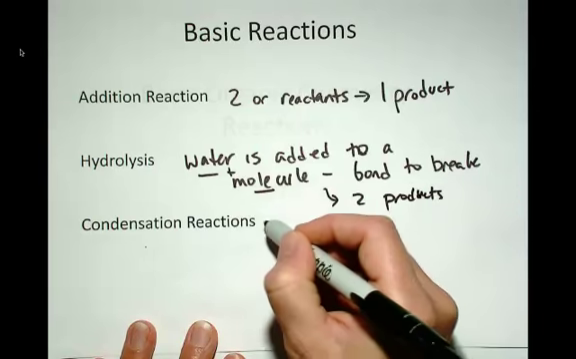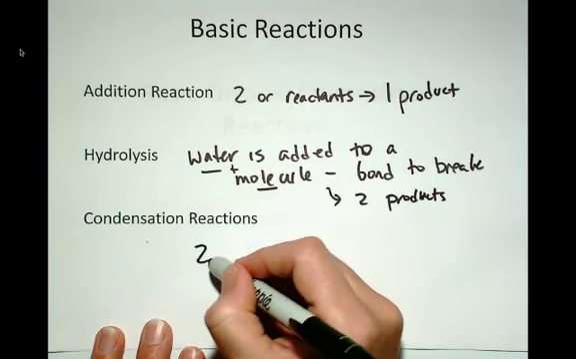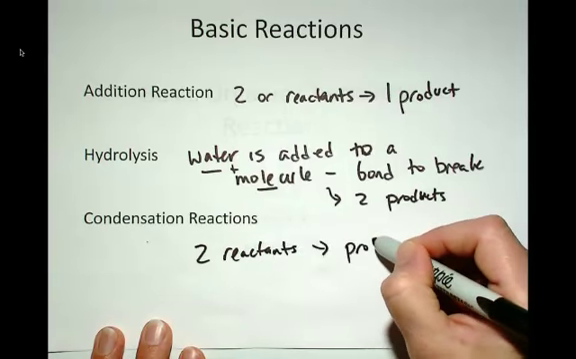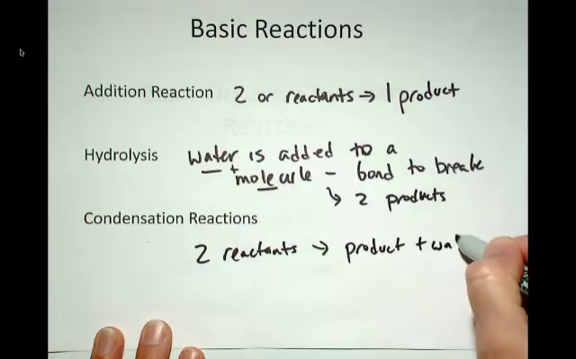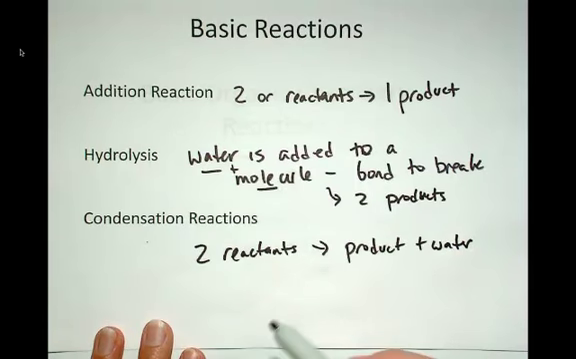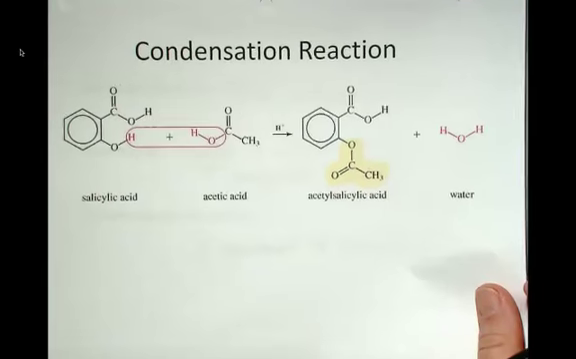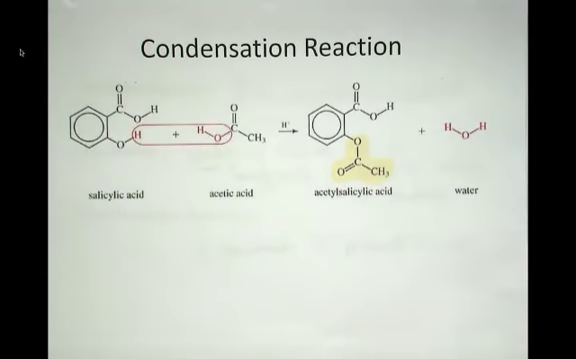Okay, and then the condensation reaction is when two reactants react to give one product plus water as the other product. Okay, so these are three basic types of organic reactions. Let's look more closely at one example of these, which is called the condensation reaction. Okay, so the condensation reaction, I said that two reactants will react to give the product plus water.